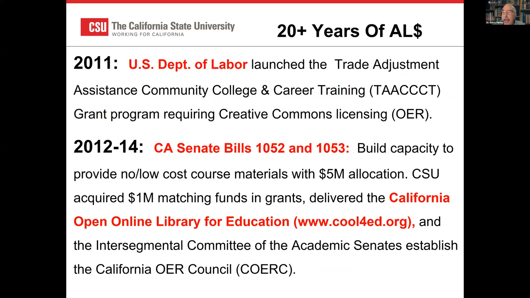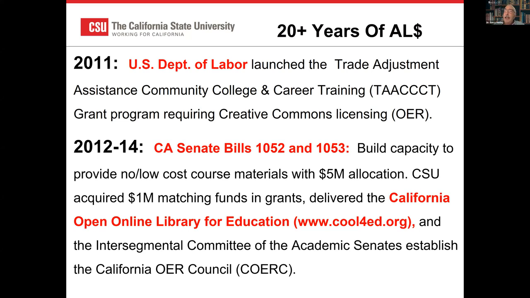Now, in California, you can talk about the priority of affordability, but we got legislation in place to start building capacity for institutions to really discover low and no cost materials. We worked with legislators, and I'll just say the key is you have to work with legislative staff. They have to trust you. They become your friends. And we got money, along with matching funds from the Hewlett and Gates Foundations, to create a California open online library to make it easy for people to begin to discover materials related to the courses that they teach.